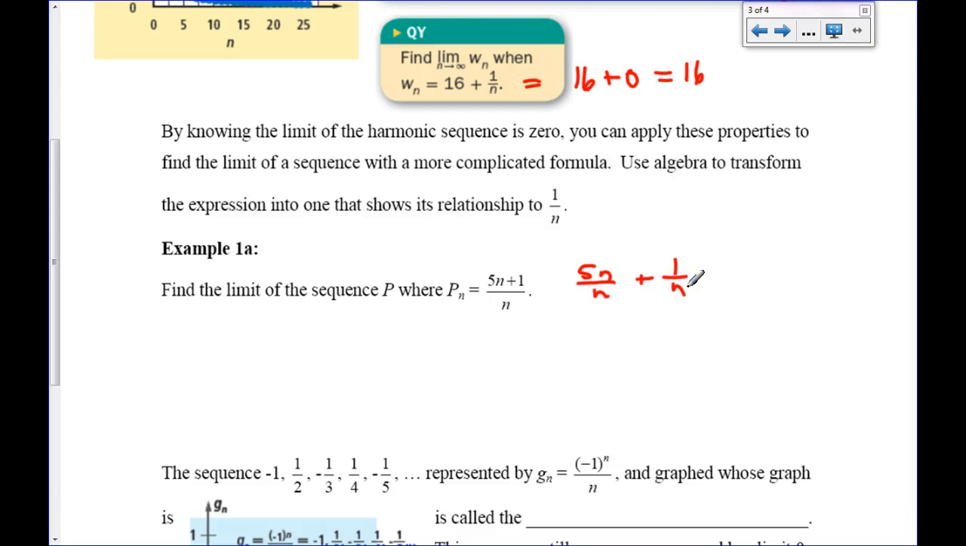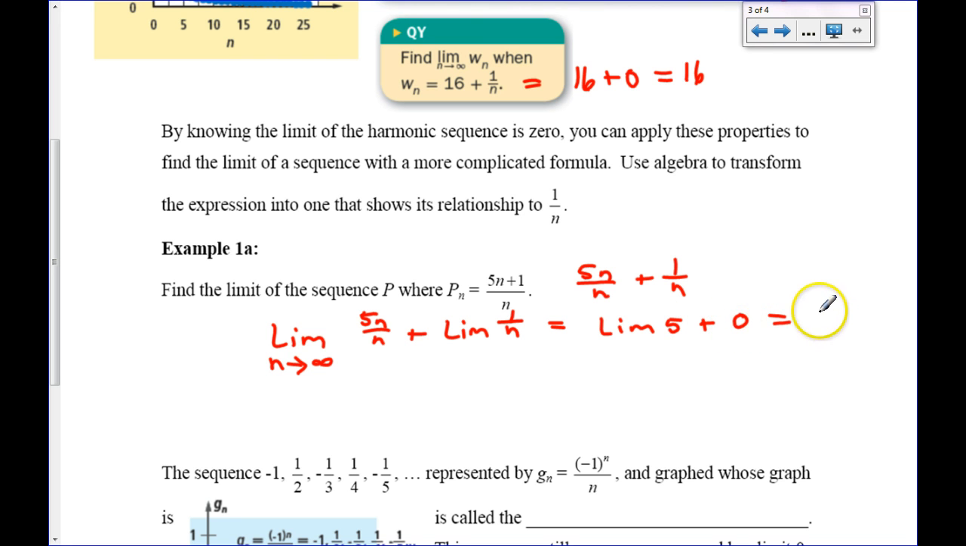Okay, if I want to find the limit of that entire formula right here, I can do this. Limit, and note that just because I'm not writing this doesn't mean it's not there. The n approaching infinity, it's always there. I'm just going to have you guys assume that, okay? But of 5n over n plus the limit of 1 over n. Well, what's 5n divided by n? 5. So the limit of 5, and what's the limit of 1 over n? 0. Yeah, it's 0, right? Okay, so this limit is just 5.